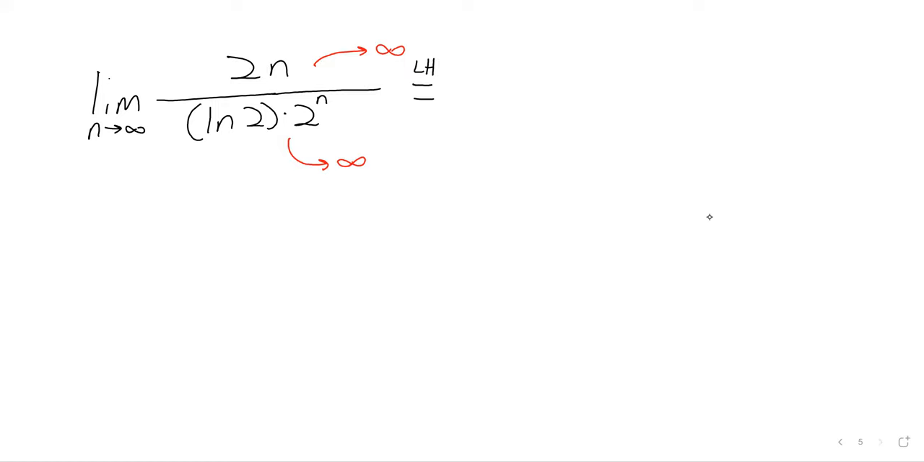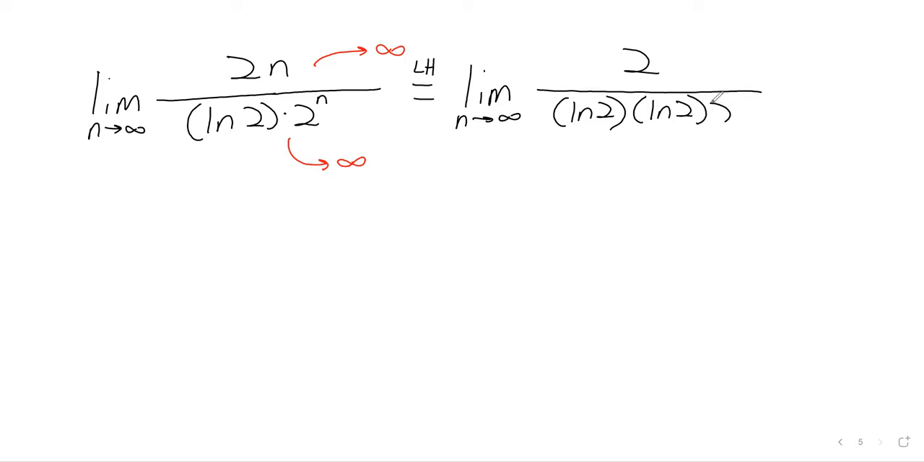We sometimes use this notation if we don't want to forget, looking back at our notes, what we are doing here. We're using L'Hopital's rule. Anyway, the derivative of 2n is 2. Don't get intimidated by that denominator. The natural log of 2 might look ugly, but it's just a constant. It just stays put when we take the derivative. And then we take the derivative of 2 to the n, and we get the natural log of 2 times 2 to the n. And this is no longer indeterminate.